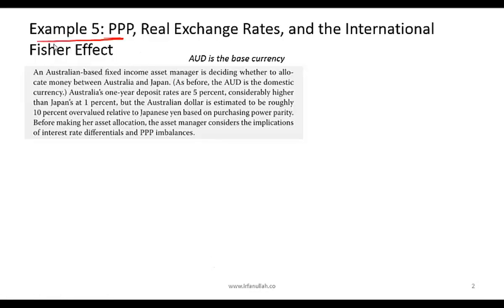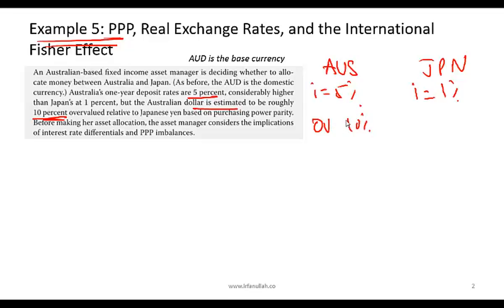Moving now to example 5. So I want you to first read this. And here is what we have. We have Australia and Japan. We are told that the interest rate in Australia is equal to 5%. The interest rate in Japan is equal to 1%. We are also told that the Australian currency seems roughly overvalued by 10%. So overvalued by 10%.